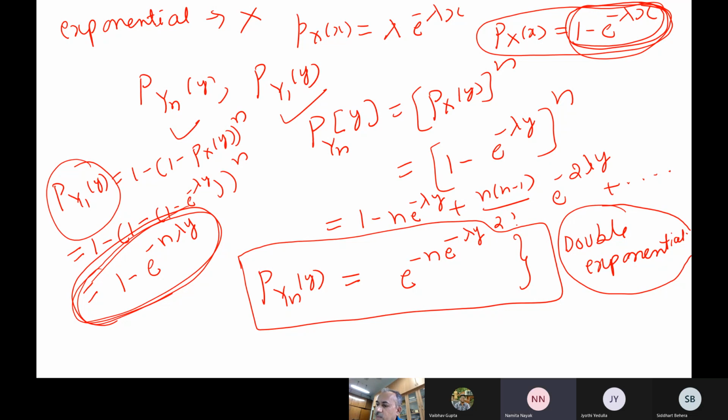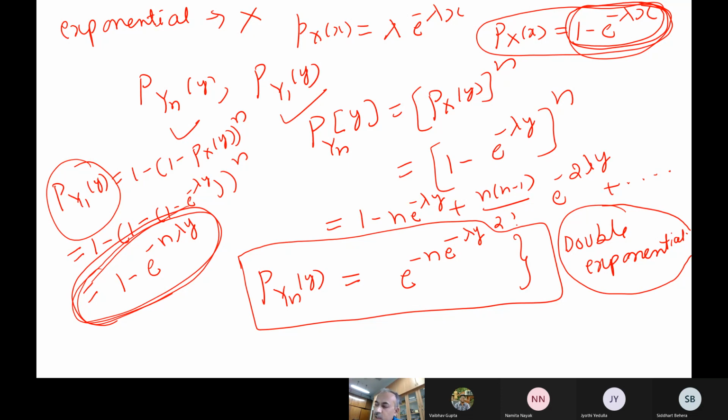What's the difference? Sir, it doesn't look much different. So both of them are the same actually. What you can say is, if the original data is exponential, its smallest value is also exponential only, but its largest one will be double exponential. You follow? So that's the difference.